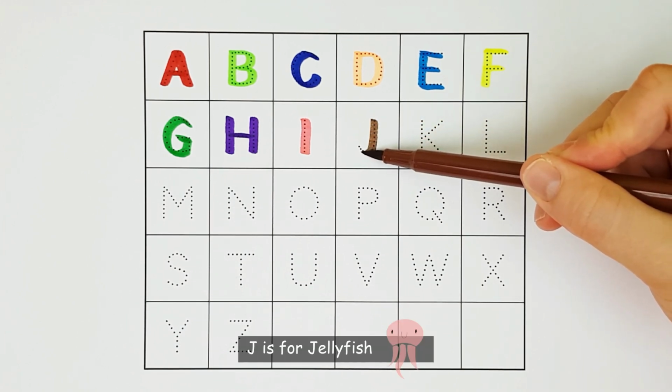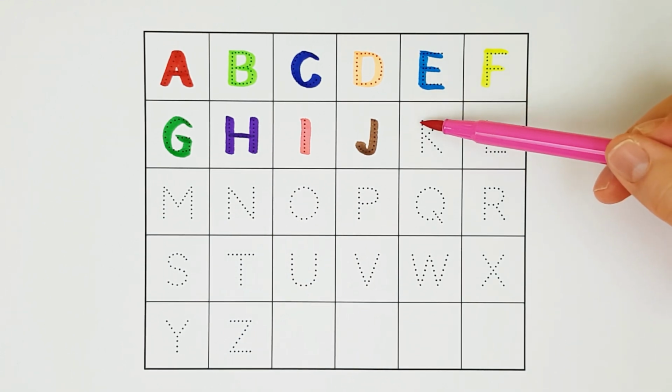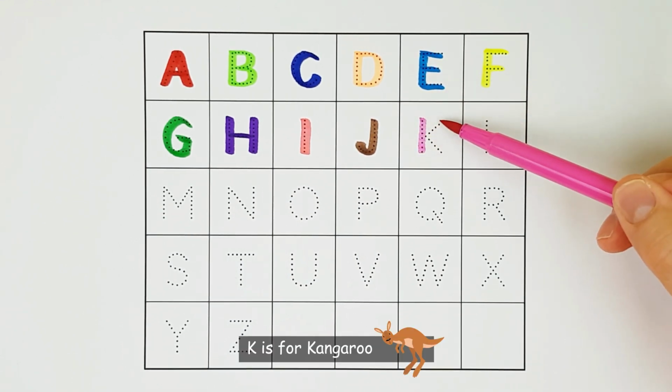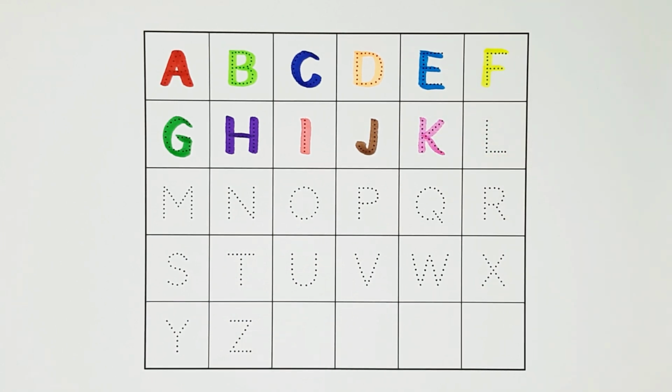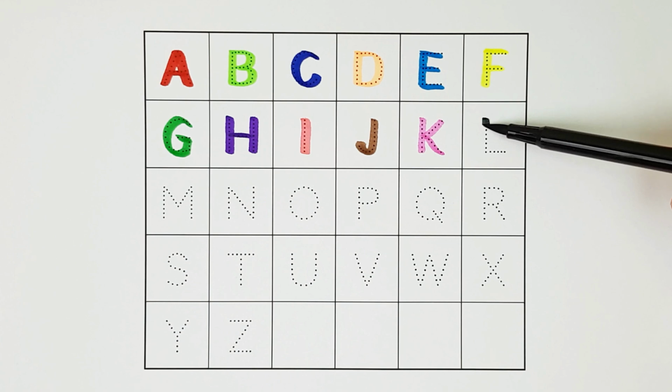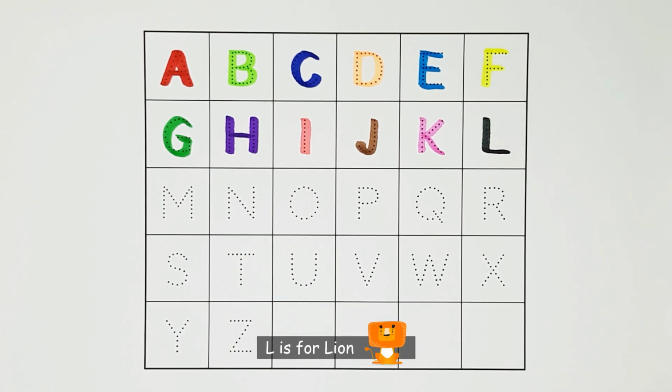J. J is for jellyfish. K. K is for kangaroo. L. L is for lion.